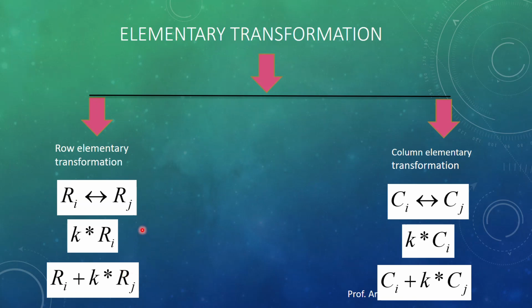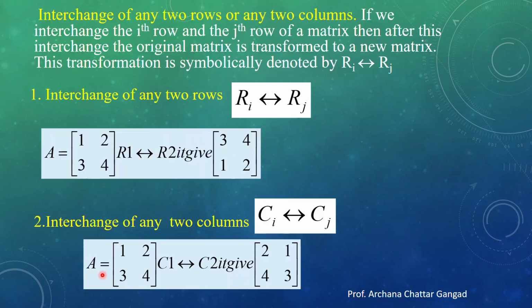So that is Ri plus k star Rj. The same elementary transformations with columns. Interchange of any two columns, that is Ci interchange with Cj. Non-zero scalar multiple of any column, Ci with multiplication of k. This k should be non-zero again. And the last elementary transformation is Ci plus k star Cj. That is again for any column we multiply by a non-zero value and add to Ci. So this is the symbolic representation of column elementary transformations, and these are the representations of row elementary transformations.